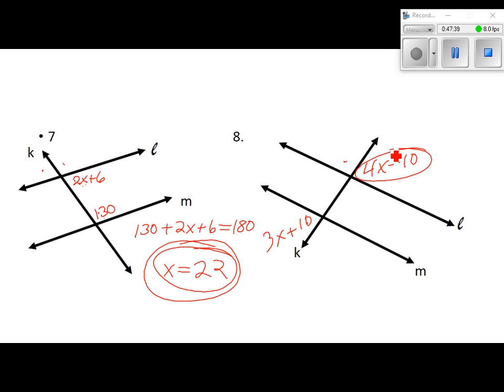What do we know about these angles? They are congruent. They should be congruent if the lines are parallel. So 4x minus 10 equals 3x plus 10. Solve that. Subtract 3x, then add 10 and divide by 2. So what is x equals what?